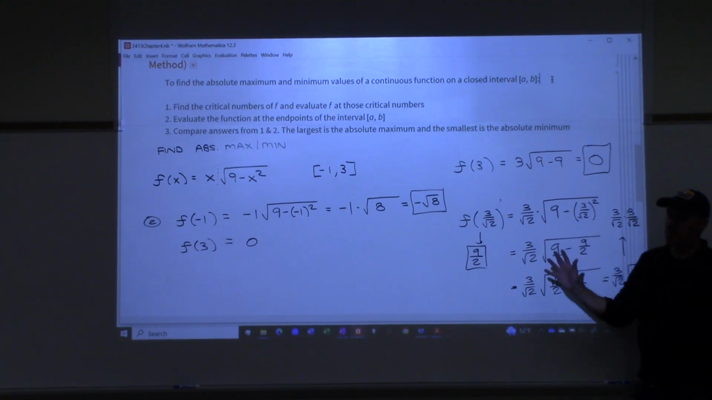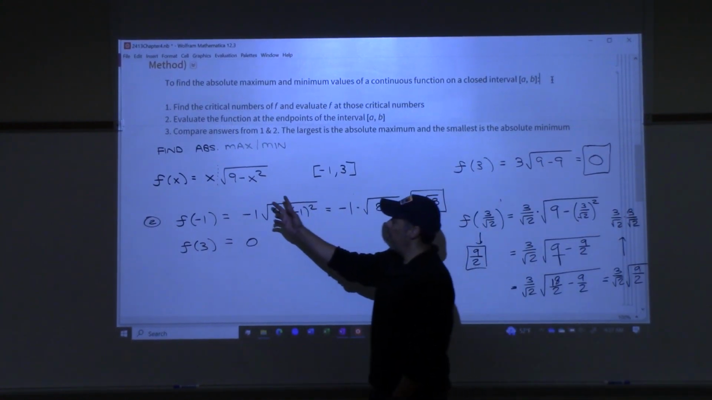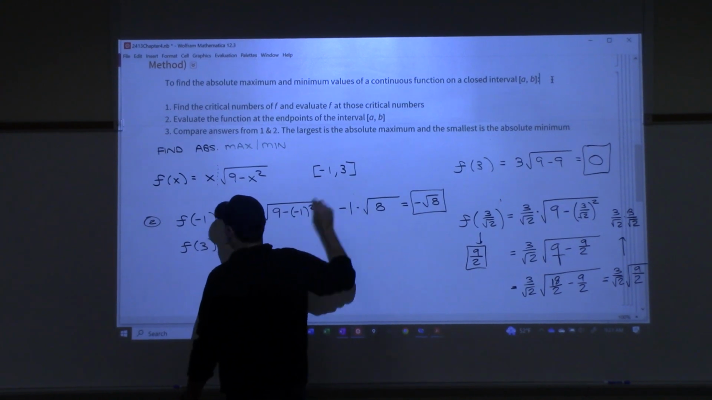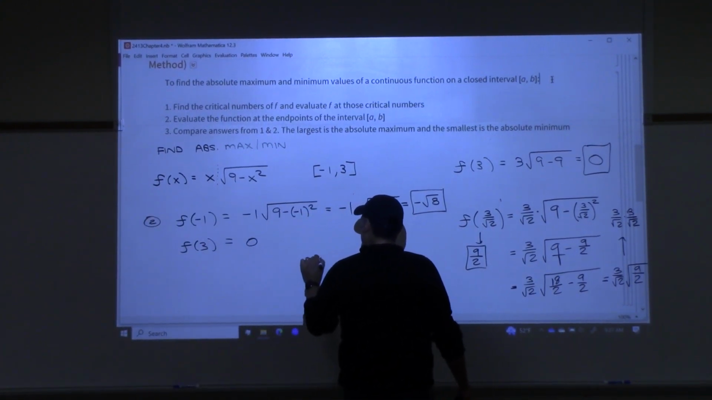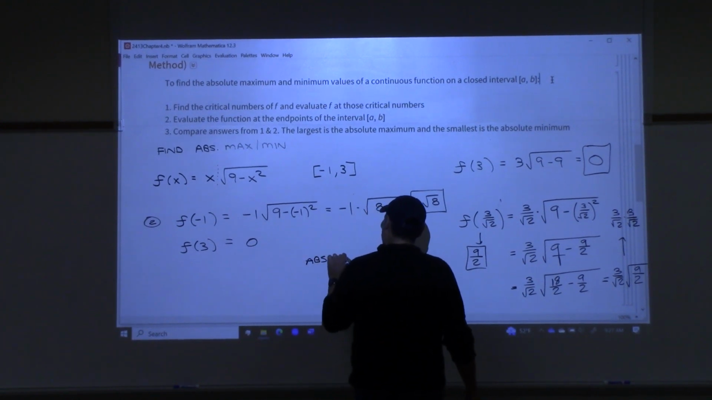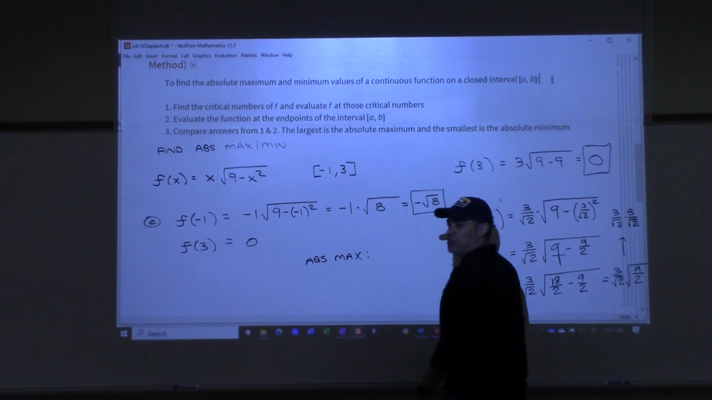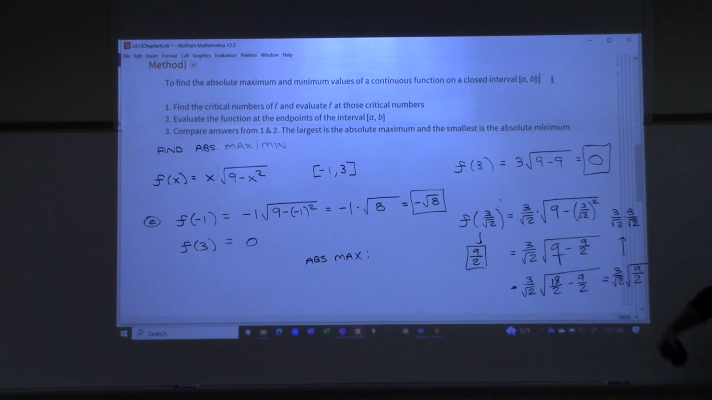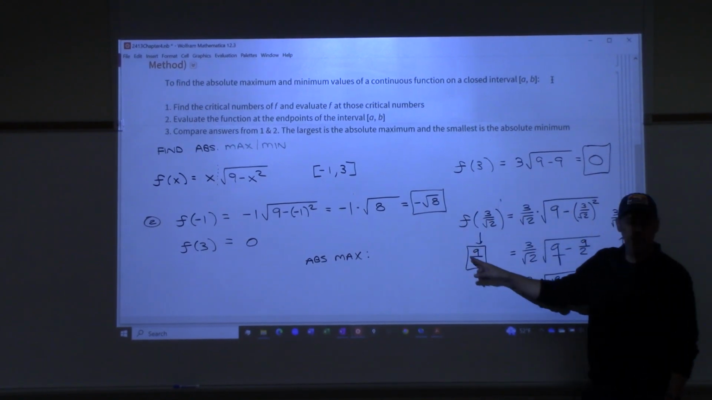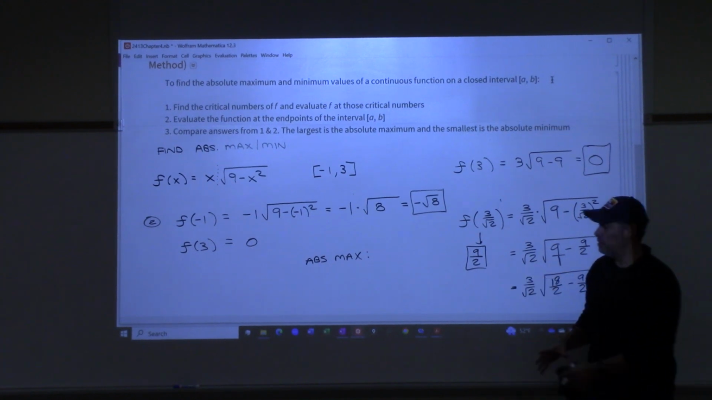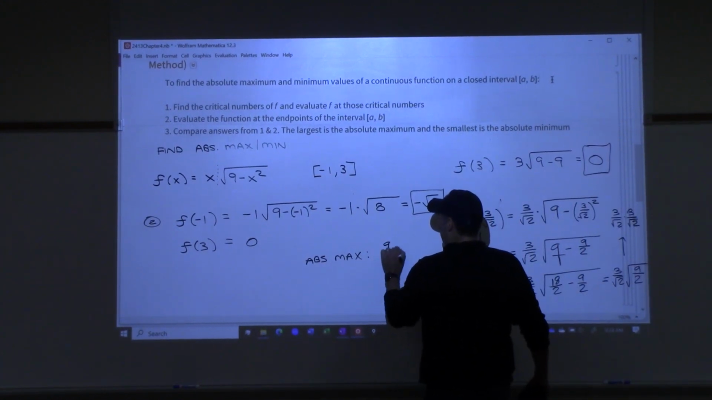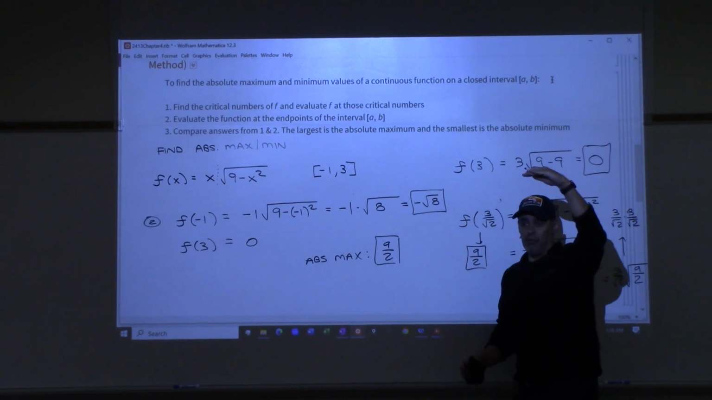So this function, if you look at it between -1 and 3, here's what I can tell you. The absolute maximum value of that function on that interval is what? What's the biggest number that you see from the 3 answers we have here? 9 over 2. 9 halves. 4.5. That is the highest that graph should go.